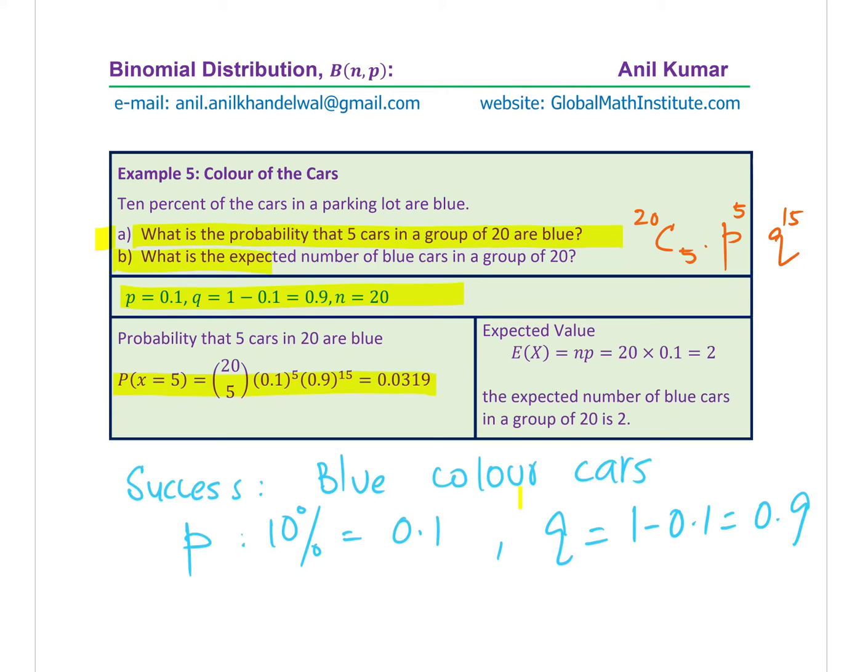Part B is, what is the expected number of blue cars in a group of 20? Multiply 20 with its probability and get the answer. From 20, we expect 2 blue cars. Makes sense, 10% of 20 is 2. So that is the expected number of blue cars in a group of 20, right? So I hope the concept is now absolutely clear. So that forms a foundation for you.